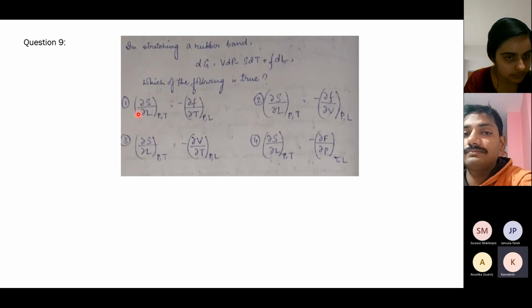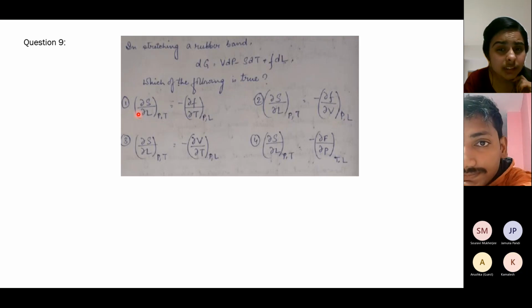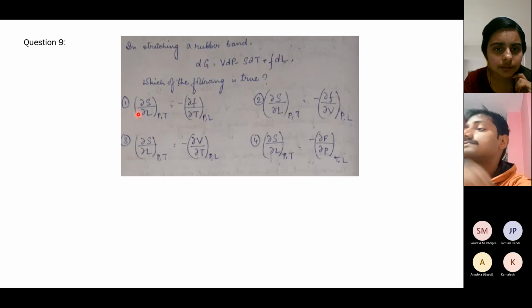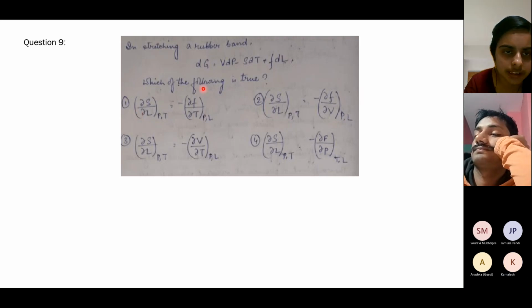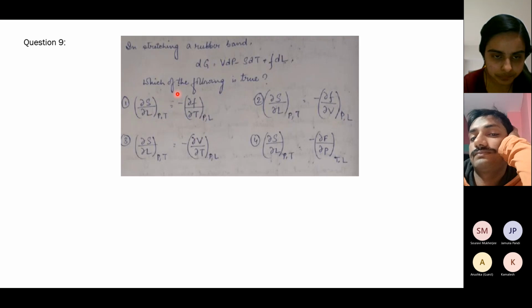But for others, the minus sign will come. There's a problem with the minus sign, I can't understand it properly. Okay, so you are not getting the minus sign. Now let us see how we can get the minus sign. And the answer is correct, this is the correct option. So let's see how we get to that.